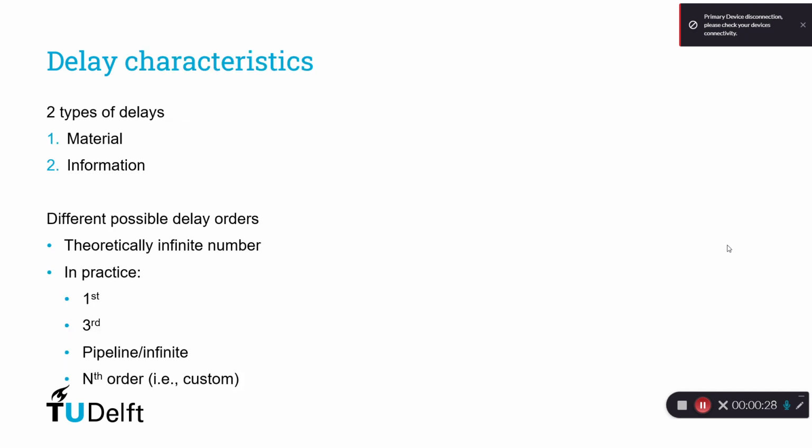As you might have understood, there are two types of delays. There are material delays and information delays. Information delays are often called smooth functions in System Dynamics software. And at the same time, there are different orders. Theoretically, there is an infinite number of delay orders, but in practice, the first order, the third order, the pipeline or infinite number, and an nth order, which is a custom delay, are most often used. I would say in this order of appearance, so the nth order you hardly see, but the first order and the third order are often used.